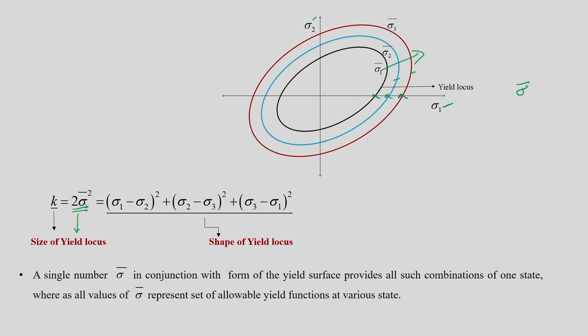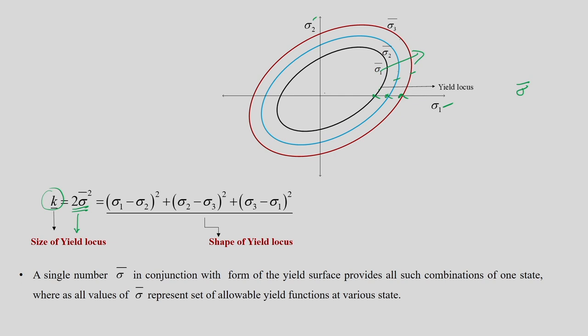So this sigma bar or 2 sigma bar square, in general you just call it k or any other alphabet you want; it means that it is going to define the size of the yield locus. The size of the yield locus is defined by the magnitude of sigma bar. That is why I have written here that the black one is connected to sigma 1 bar, the blue one is connected to sigma 2 bar, the red one is connected to sigma 3 bar, and the other yield loci to sigma 4 bar, 5 bar, which means that sigma 1 bar, 2 bar, 3 bar are connected to each yield locus.